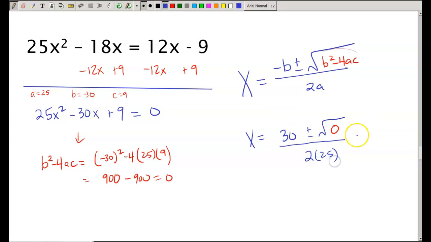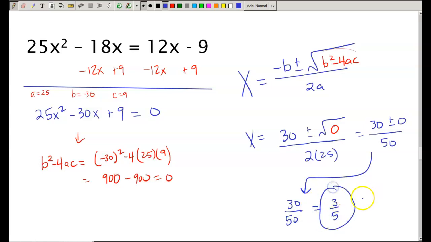So we get 30 plus or minus 0 divided by 50. So we get 30 plus or minus the square root of 0, of course, is 0, divided by 50. And so we really just have one answer here, because my plus or minus is plus or minus 0. If I add 0 to something, or I subtract 0 from something, nothing's really going to change. So therefore, my answer is just 30 over 50, which if we reduce is 3/5. This right here is my answer to this question above.